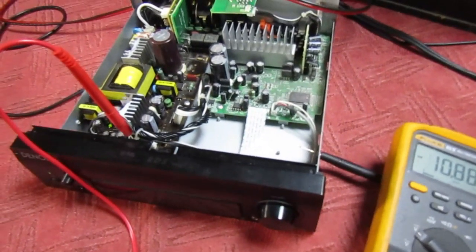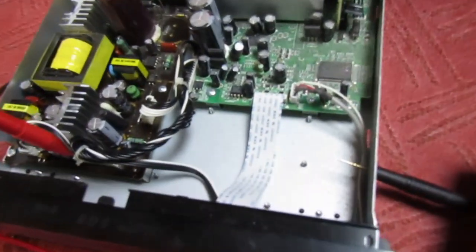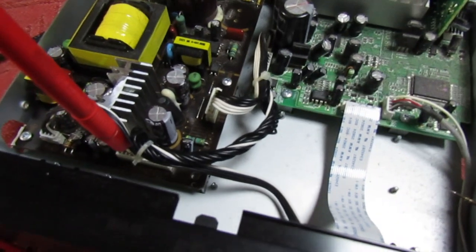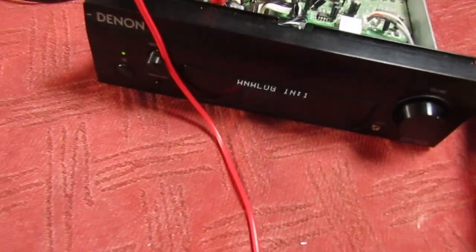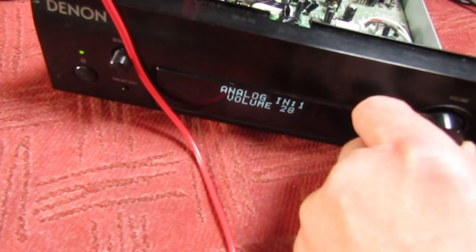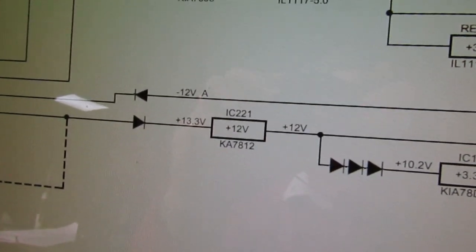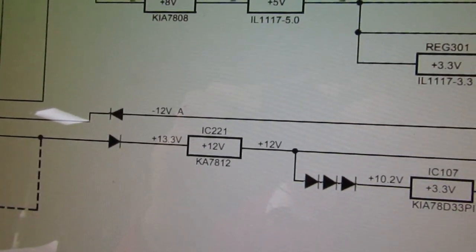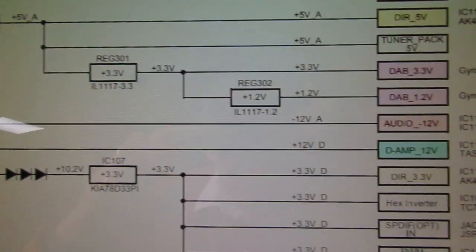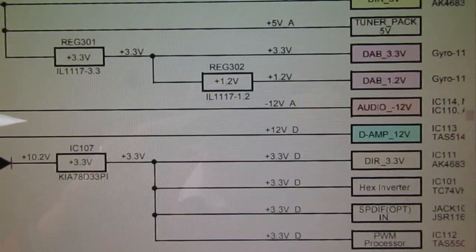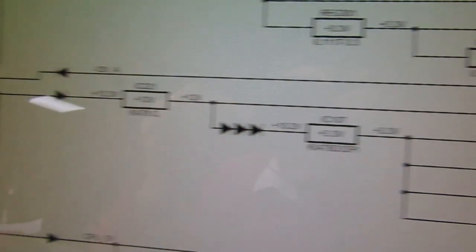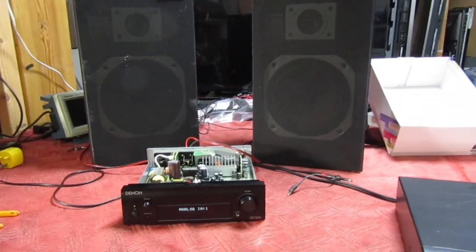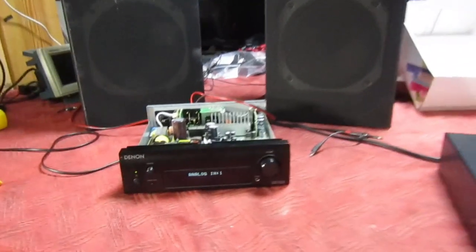So what a waste of time that's been. Why doesn't it say in the manual that the power supply rails rise with the amount of volume? So back to the service manual. If you look at that, plus 12, minus 12, no mention there that these rails are actually variable depending on the volume level. So guys and girls on YouTube, lesson learnt.